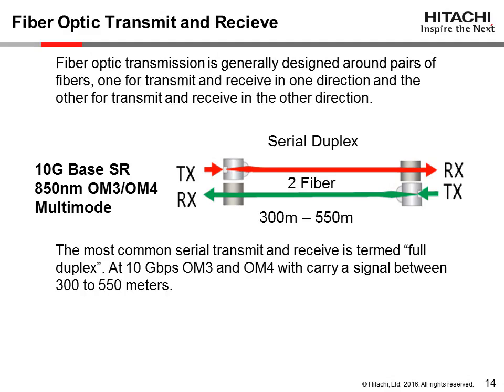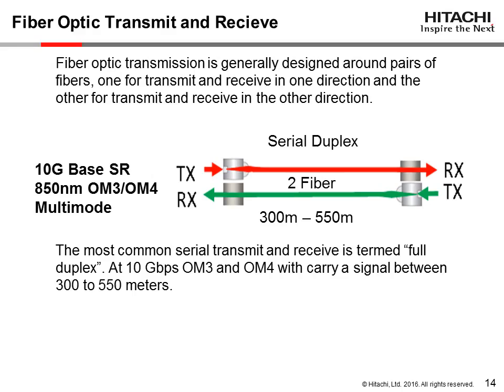Fiber optic transmission is generally designed around pairs of fibers, one for transmit and receive in one direction, and the other for transmit and receive in the other direction. That's why 6, 12, and 24 fiber counts in cables are very popular in all fiber specs OM1 to OS2. As data rate applications increase, efforts are made to continue to utilize low-cost VCSEL transceivers while still maintaining the maximum distance. The diagram represents the most common serial transmit and receive, termed full duplex transmission.